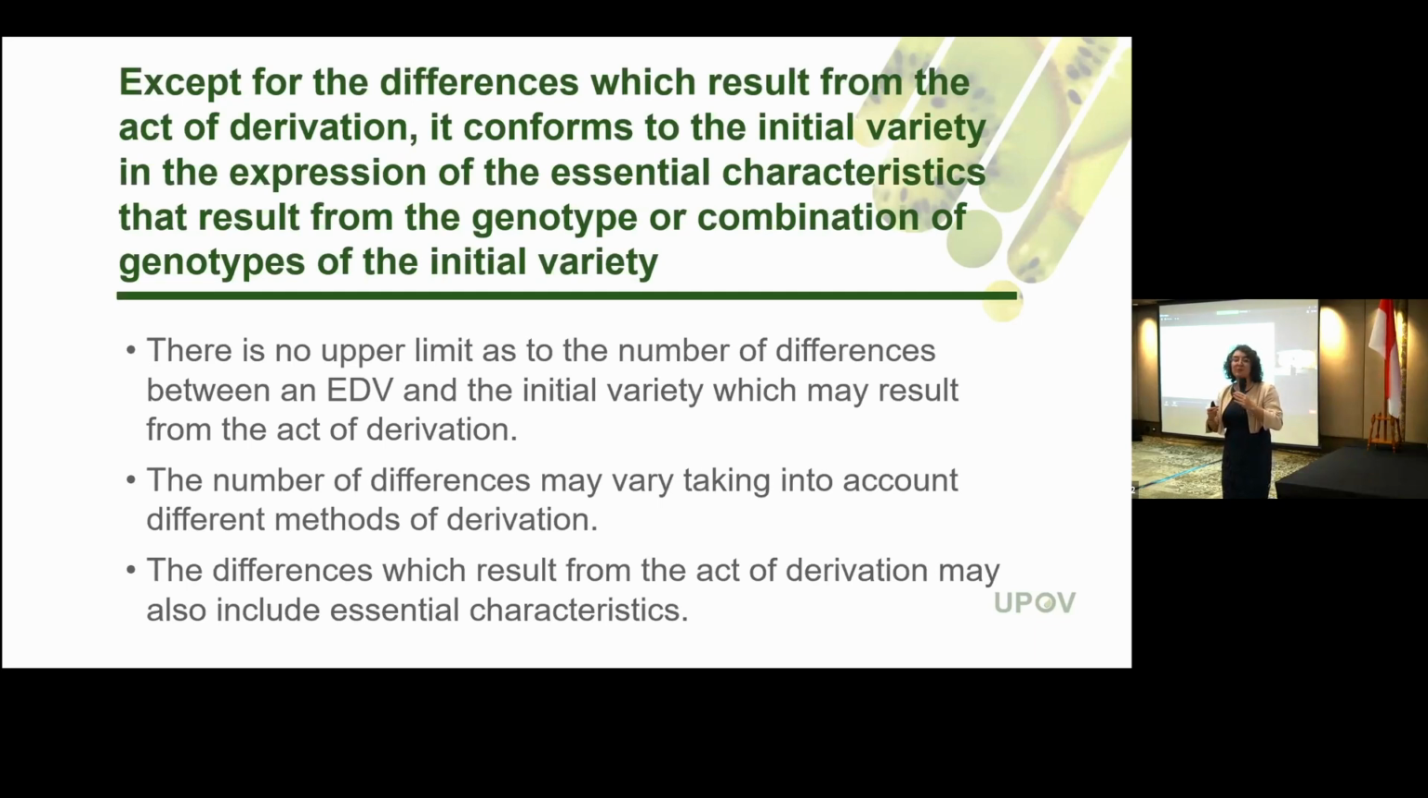That at the end, this was one of the key differences with the previous guidance on this topic, because the previous guidance said the essentially derived variety had to retain all characteristics, essential characteristics from the initial variety. And in the current guidance, it says that there could be differences, and it could be more than one, could be a few differences, but also those differences could include an essential characteristic if it is the result of the act of derivation.